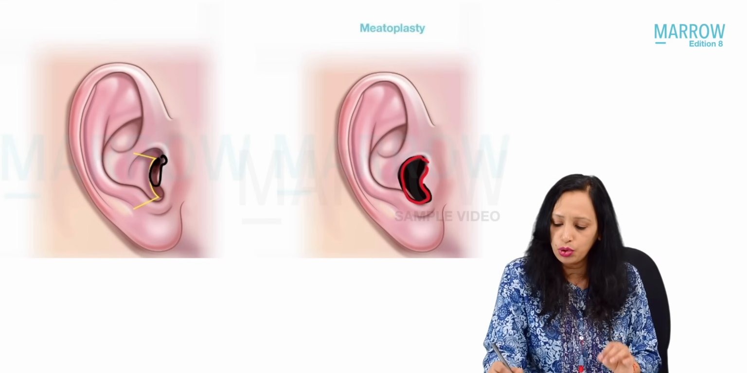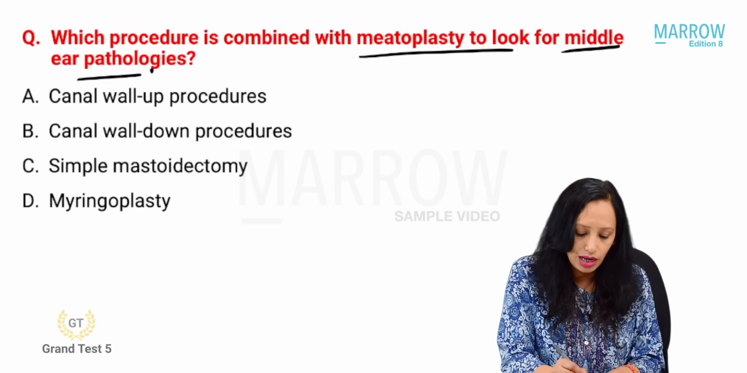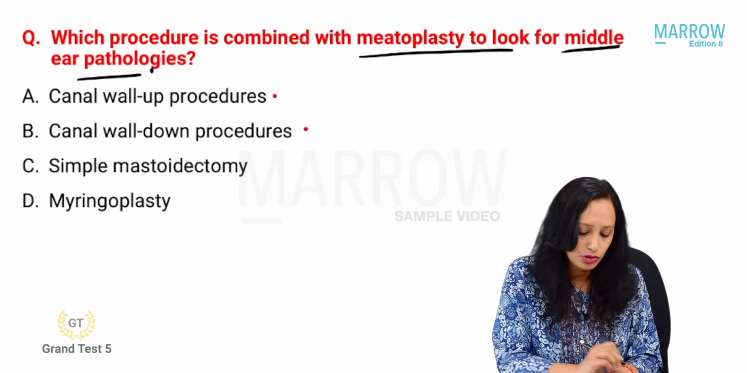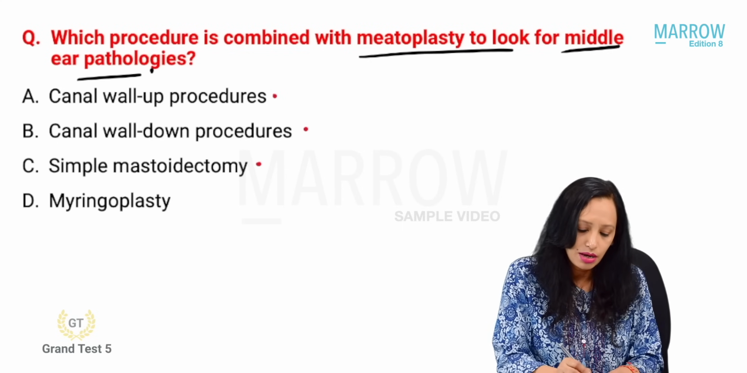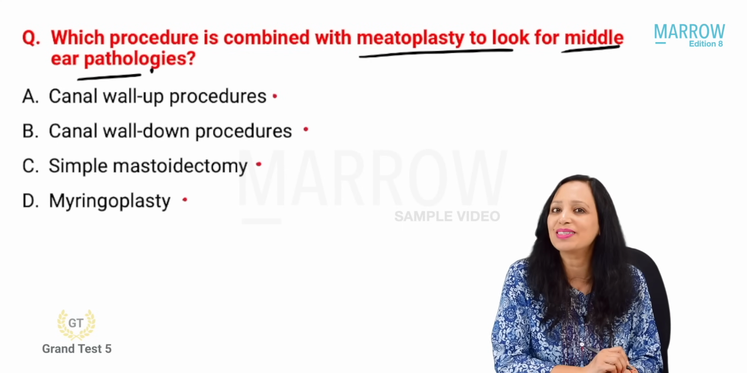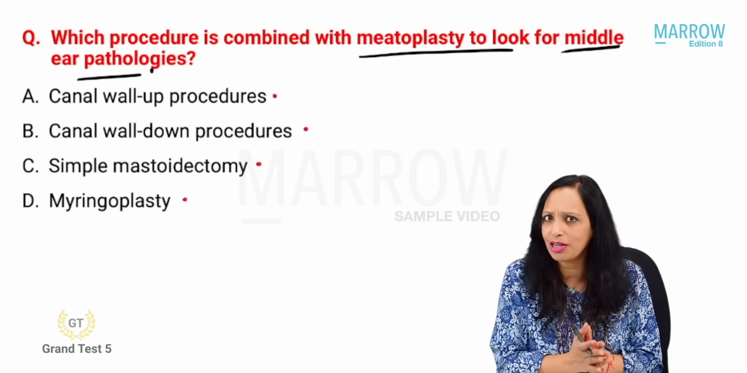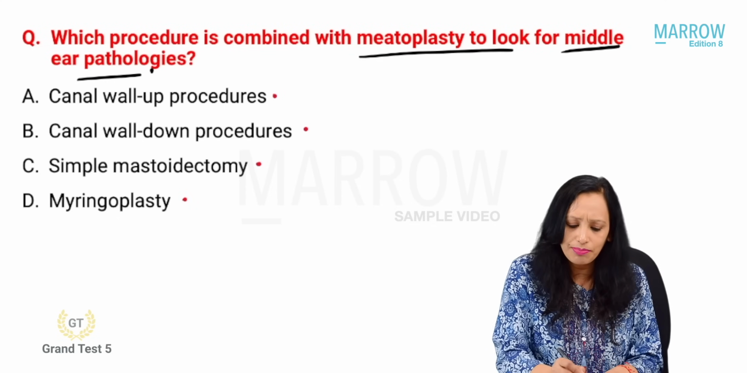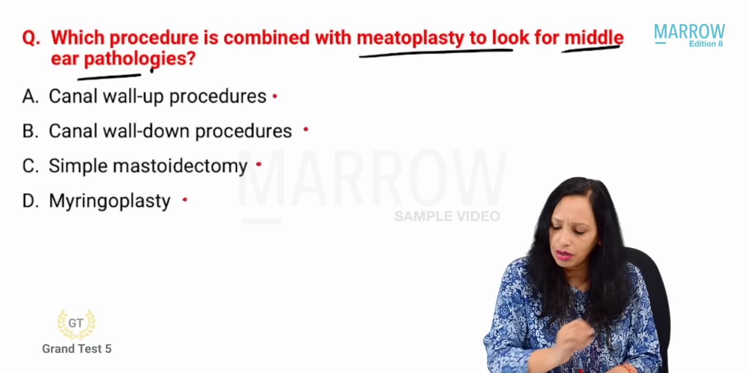So when will you do this? Canal wall up procedure, canal wall down procedure, simple mastoidectomy, myringoplasty. Tell me what's the answer. What is myringoplasty? Myringoplasty is repair of the tympanic membrane. Okay, what is simple mastoidectomy? Canal wall down and canal wall up procedure.